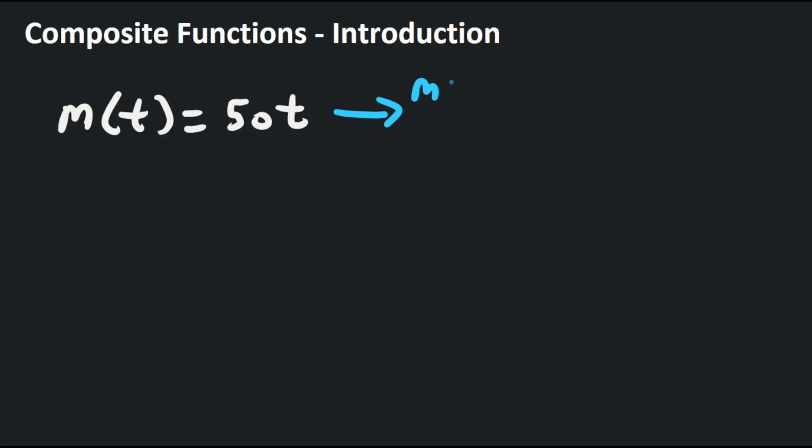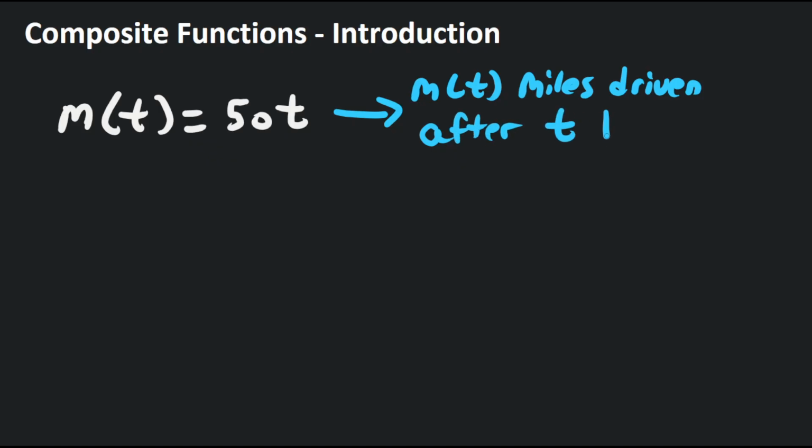So m of t is the amount of miles driven. So the amount of miles driven after t hours. So after t hours, t is our input, we have driven m of t miles. M of t is the output.